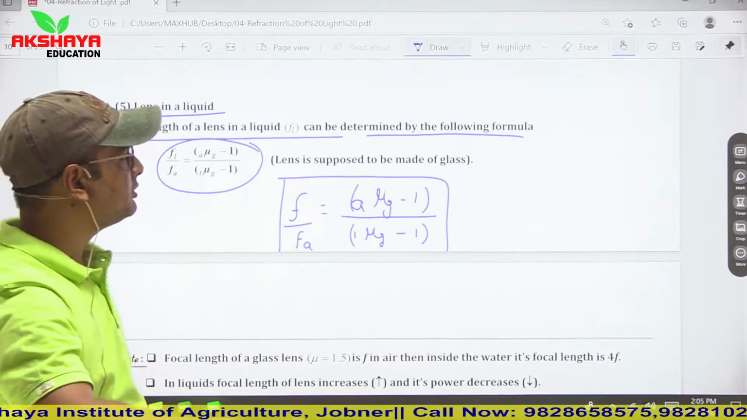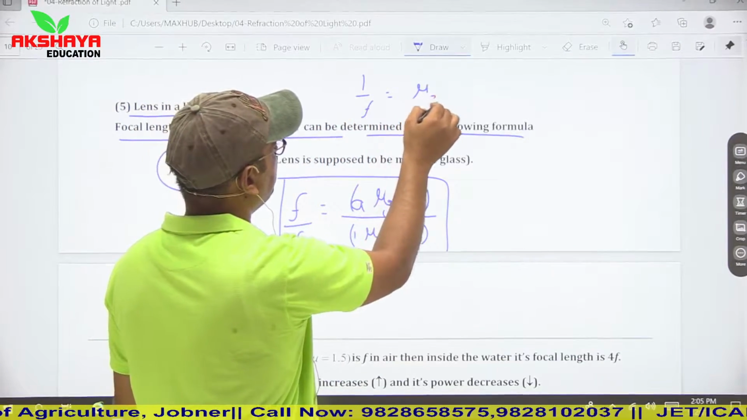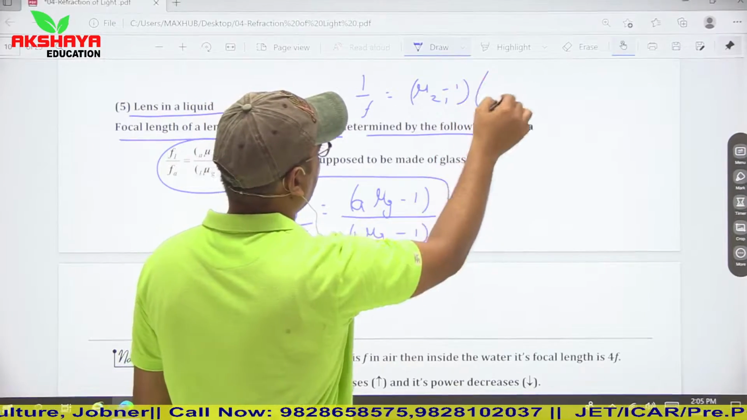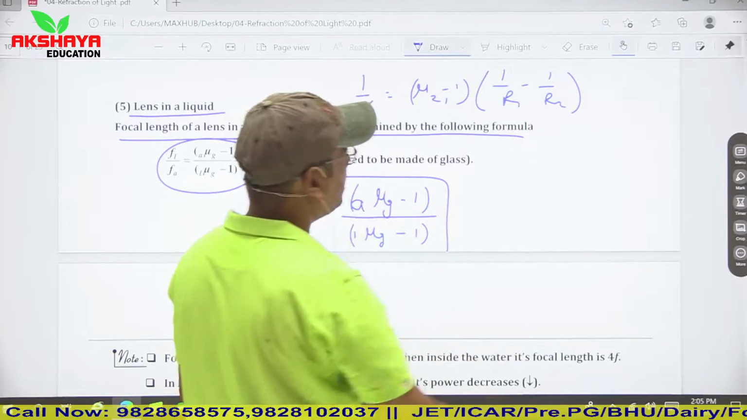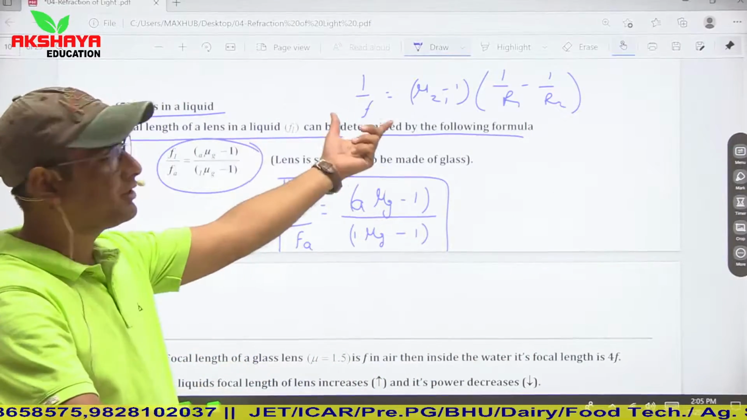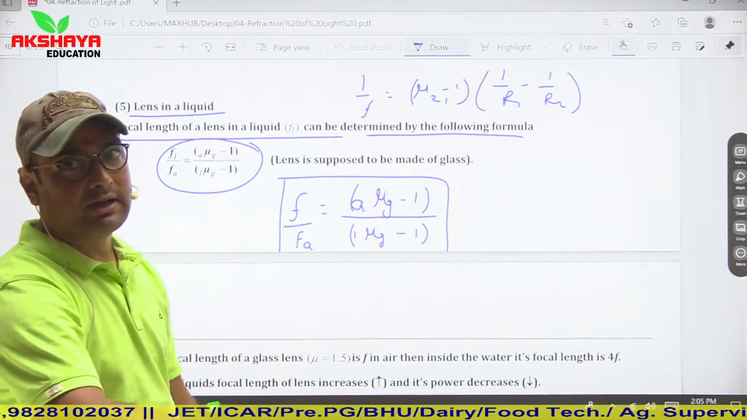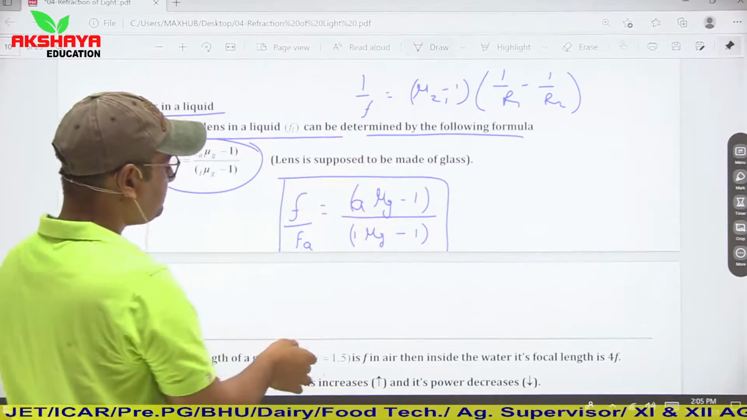In general, we know the formula of focal length: 1 upon f is equal to (μ21 − 1) into (1 upon r1 minus 1 upon r2). We generally use this formula, known as the lens maker formula. It is used to find the focal length of any curved surface, or you can say spherical surface.